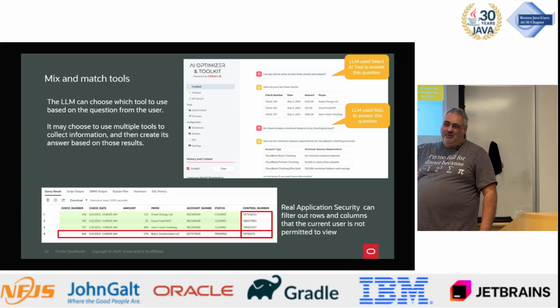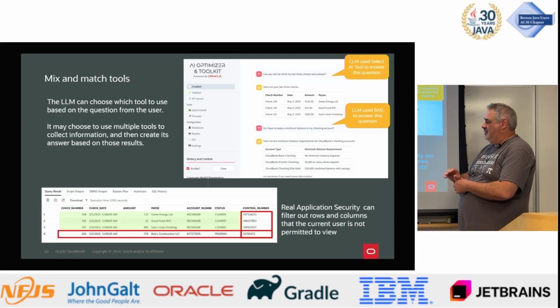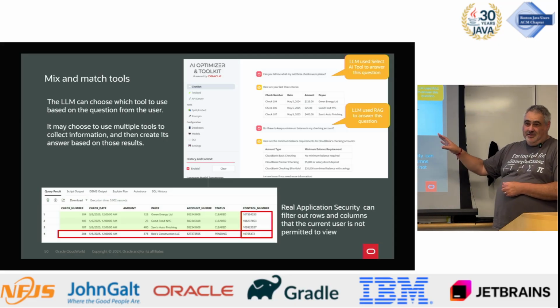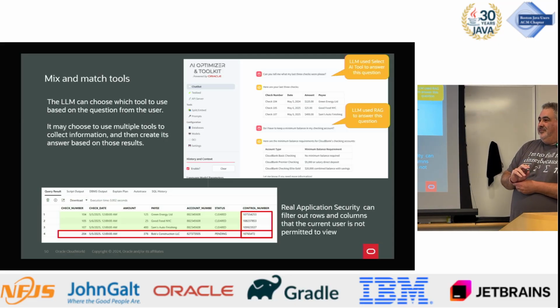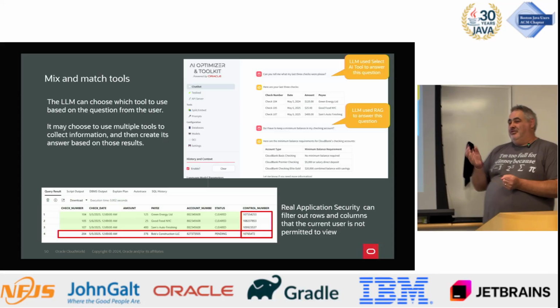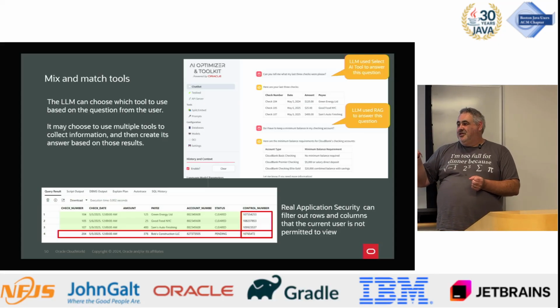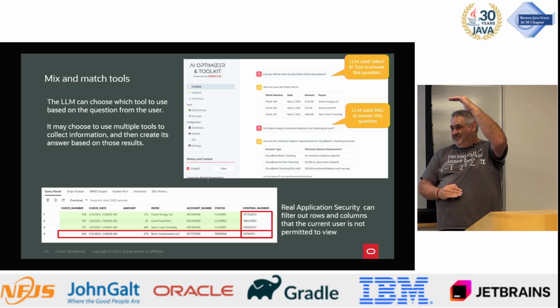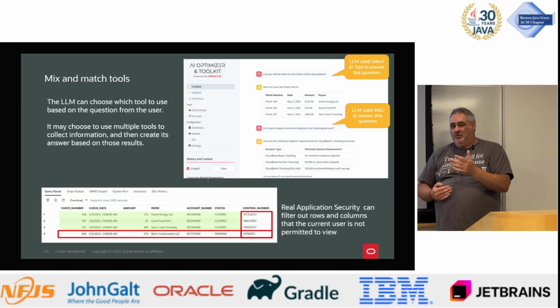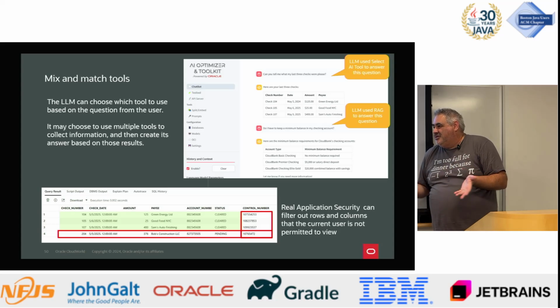So you can filter rows and columns and all kinds of rules like that, and you can do that to a vector store as well. If you have a vector store, you could say customer service people are allowed to see these vectors, but supervisors can see these vectors, which maybe have more rules about when you're allowed to give a discount or a refund.